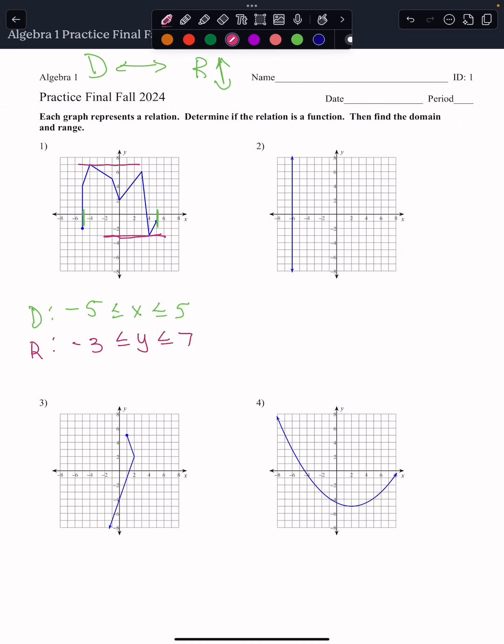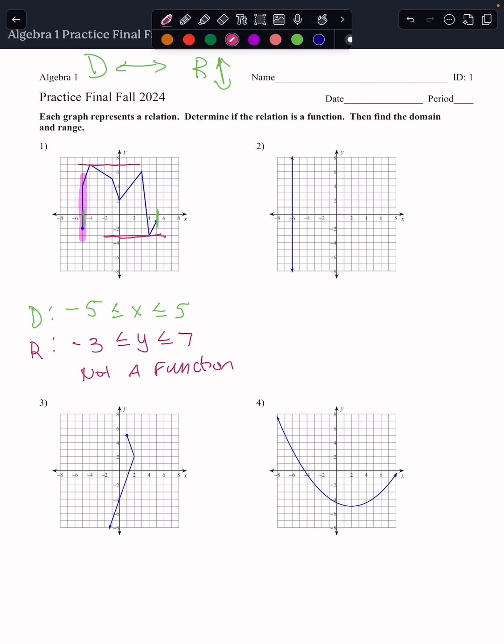Is this a function? Not a function, because it fails the vertical line test. It fails it right here because that is a vertical line. So it would fail it right there. Okay. Next thing, let's go to number 2.